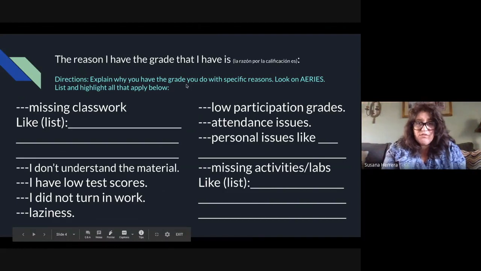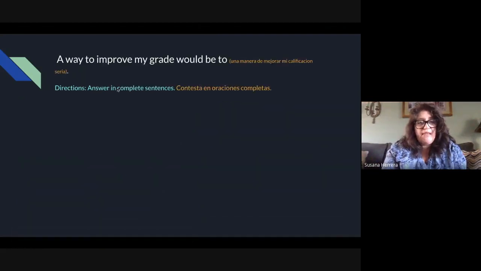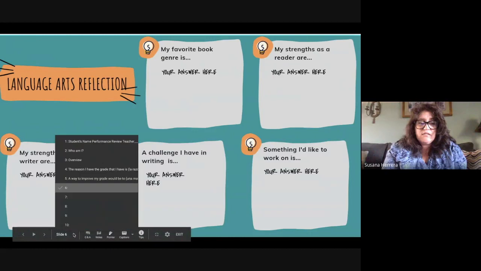So there's a sentence frame, and then they would read from here, whatever it is. A way to improve their grade would be to, and then they would be specific here, answering in complete sentences. And then slides 6, 7, and 8 would depend on the subject.